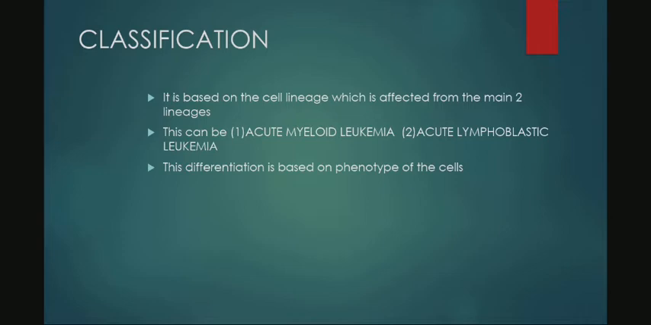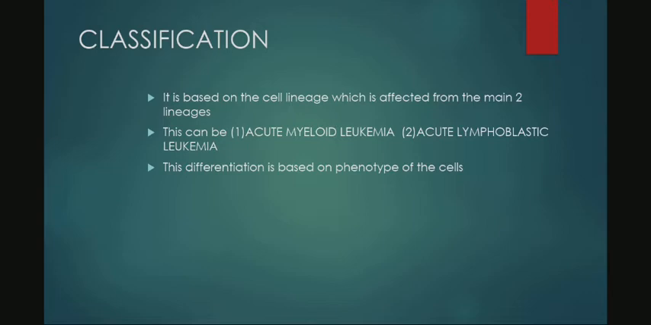Now, the next question we'll ask ourselves, because these are immature cells, these are blast cells, is how do we differentiate to say this is from the myeloid lineage and this is from the lymphoid lineage, for us to be able to tell that this is acute myeloid leukemia and this is acute lymphoblastic leukemia? Well, this differentiation will be based on the phenotype of the cells.